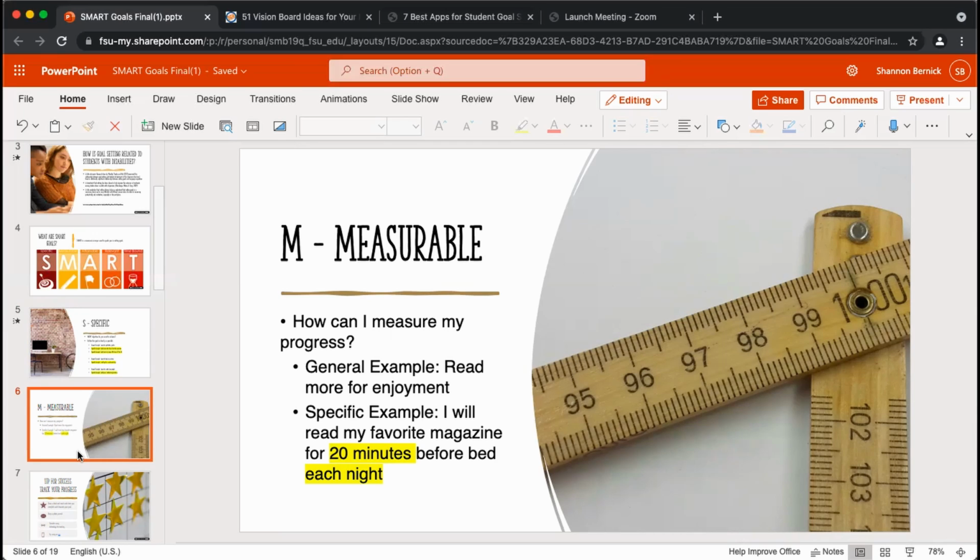A general example of a goal that is not measurable is read more for enjoyment. More is a very vague term, so we don't know exactly what that means. We could make that more specific by saying, I will read my favorite magazine for 20 minutes before bed each night. When we see that 20 minutes and when we see that each night, those are things that we can track and that we can measure. We can set our timer to know if we've met that 20-minute mark. And of course, each night we can track with a progress log.